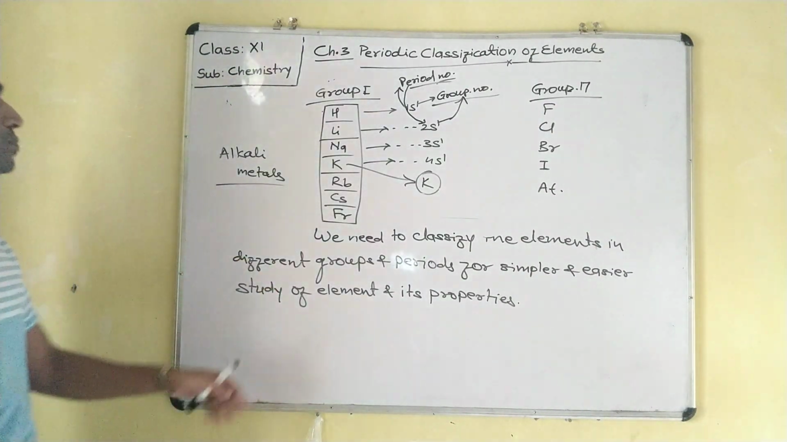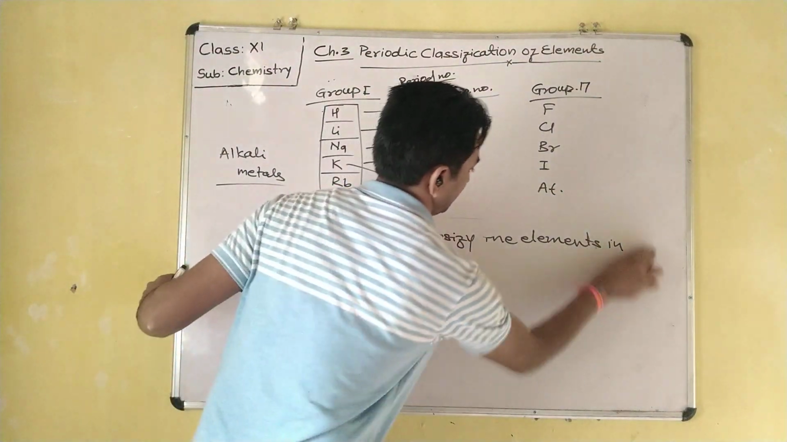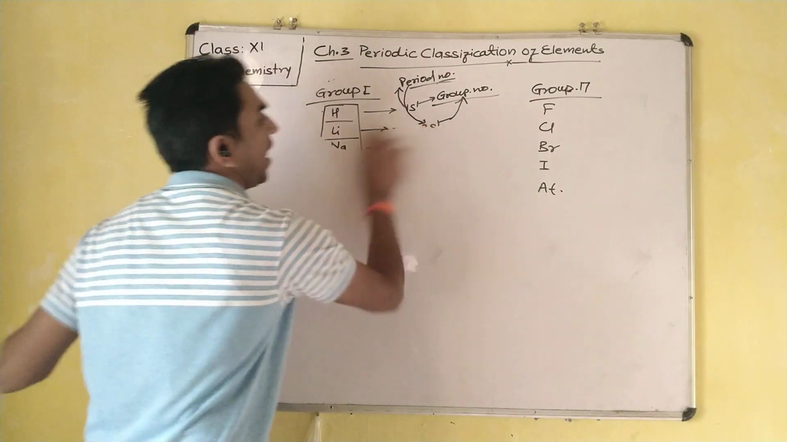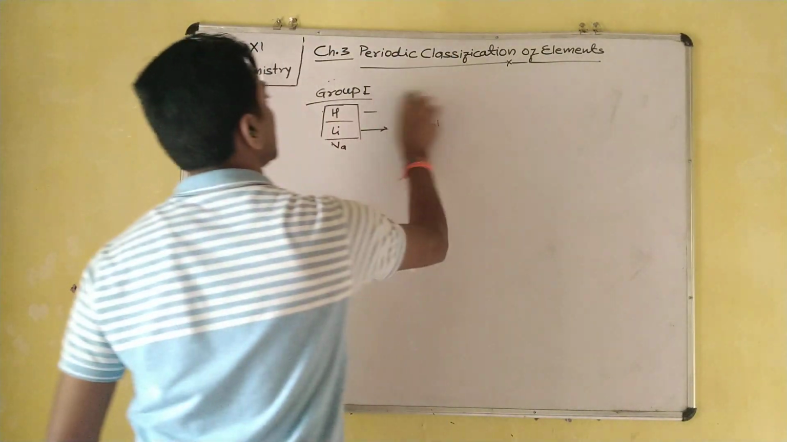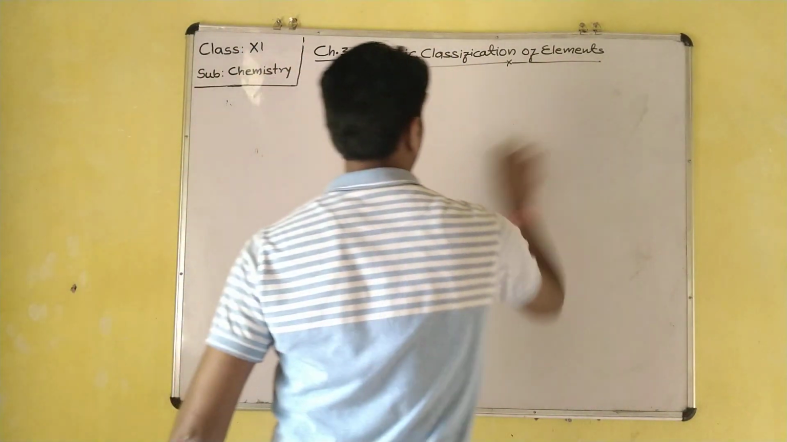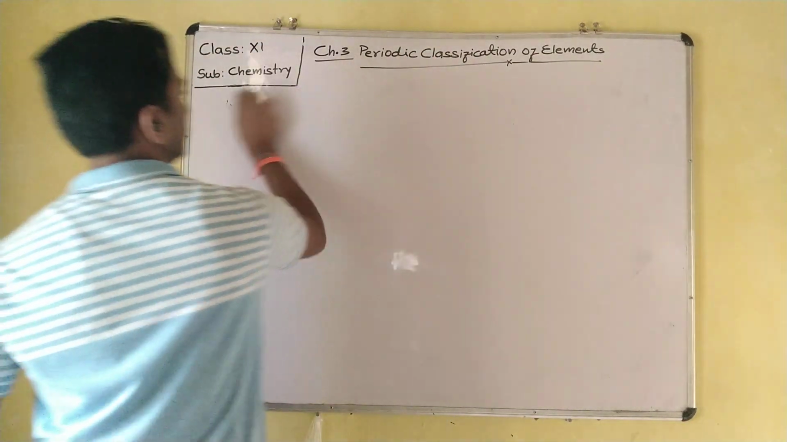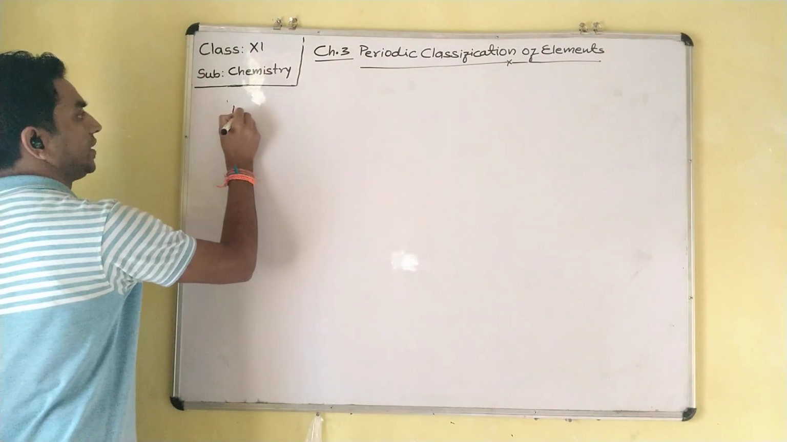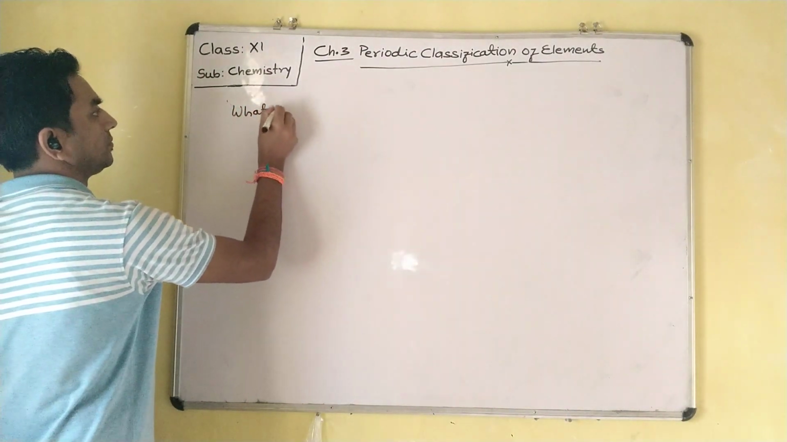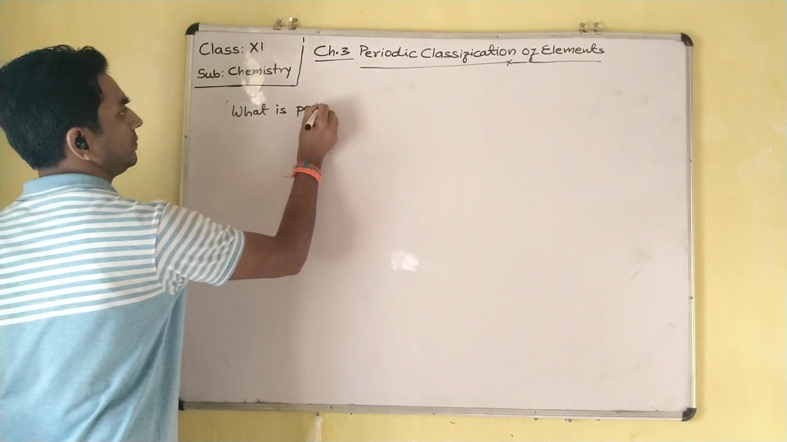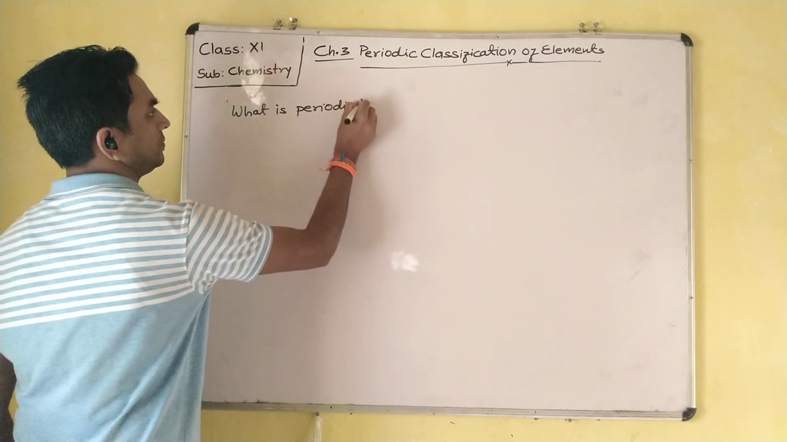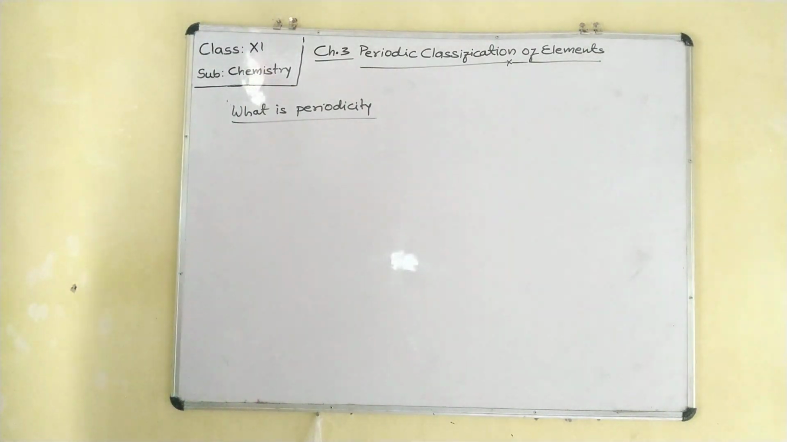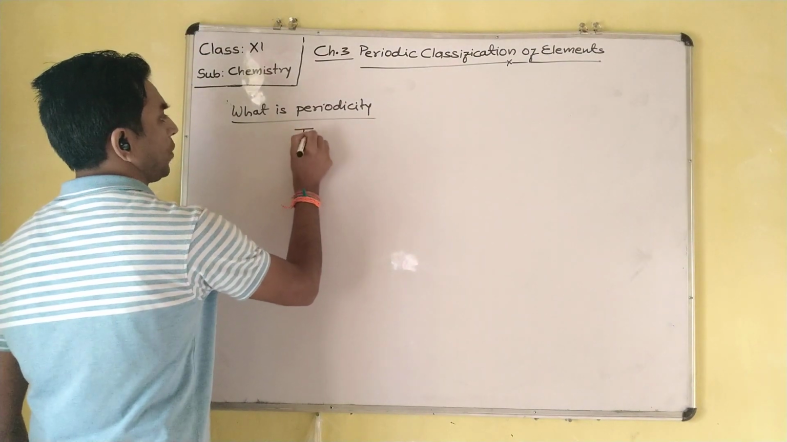Now, what is the next point? I think you have got this point. The next point that we have to start is why it is known as periodic, or what is periodicity. So the next point is, what is periodicity?